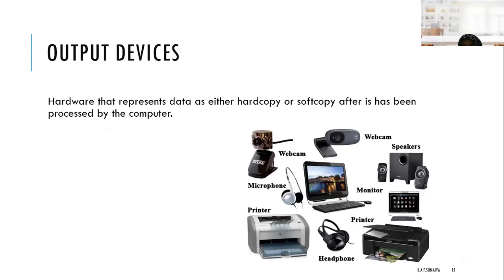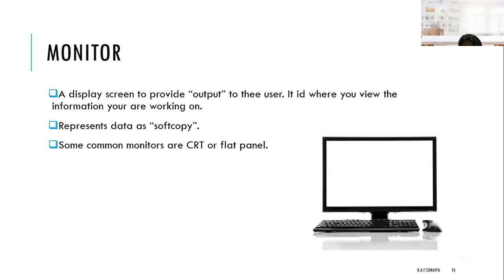Output devices, hardware that represents data as either hard copy or soft copy after it has been processed by the computer. Examples: speaker, monitor, printer, headphone, etc. Monitor, a display screen to provide output to the user. It is where you view the information you are working on.